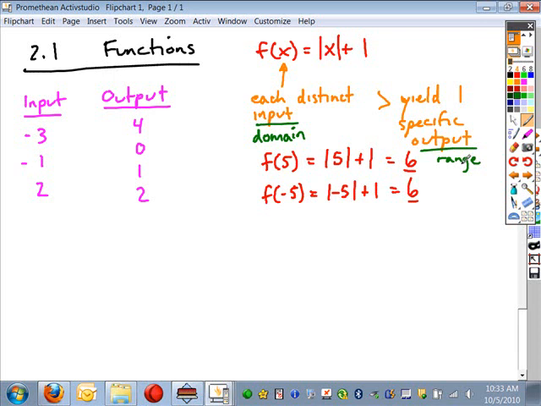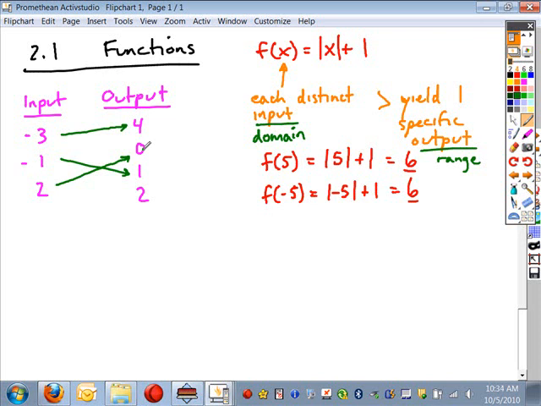So if you look at this, if I have set up something like this, where I show this relationship, as it sits right here, this is a function, right? Any distinct input yields one and only one output, correct? No matter what. If you pick -3, you're always going to get an output of 4. If you input -1, you always get an output of 1. If you input 2, you always get an output of 0. So this would describe a function.